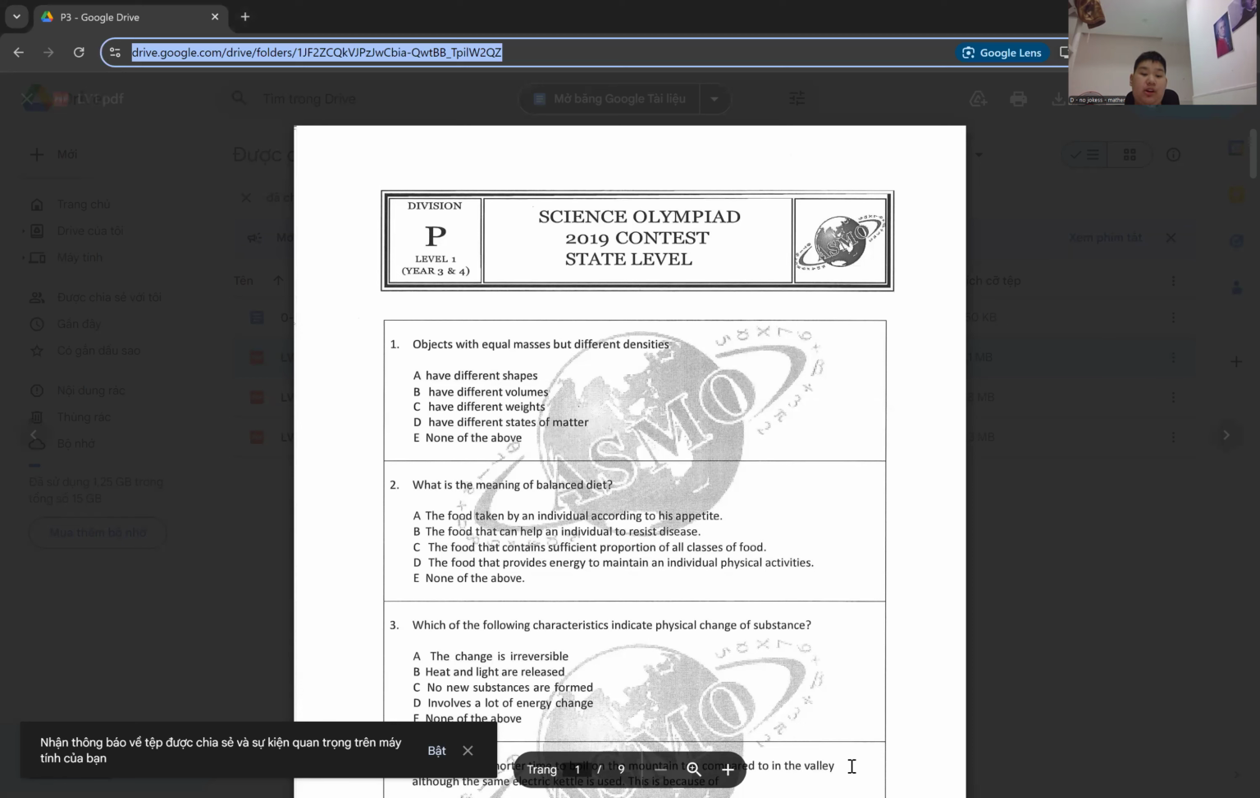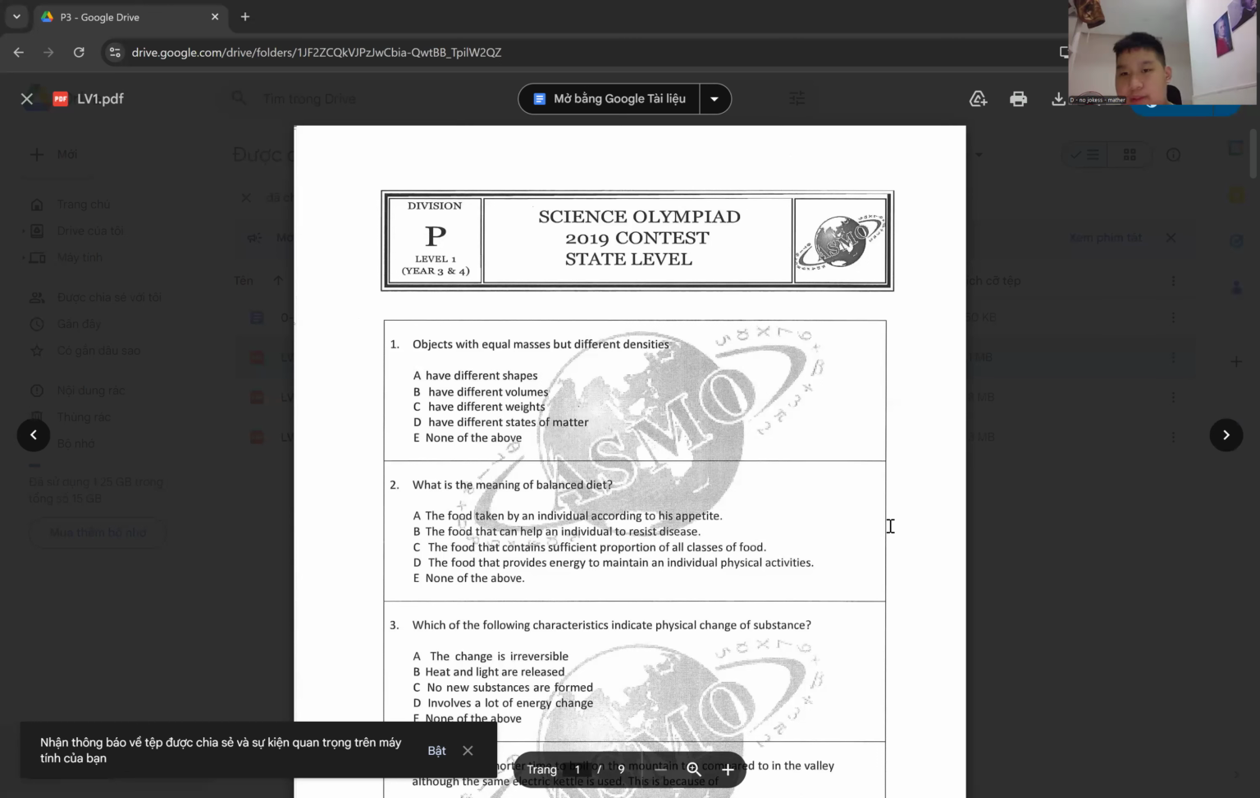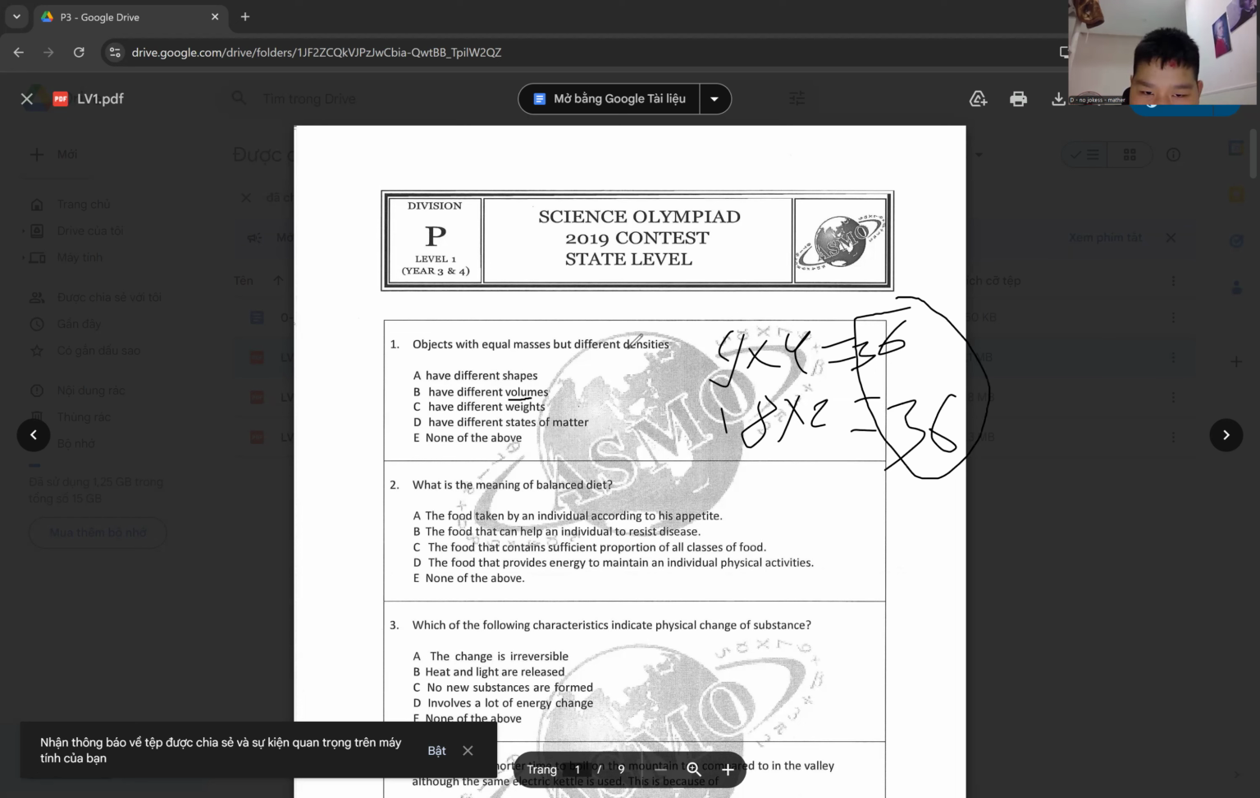Objects with equal masses but different densities have different volumes. Yes, they have different volumes. Why is that? Because imagine 9 times 4 equals 36, and also 18 times 2 equals 36. They give out the same mass. However, their volumes are different due to their different densities.